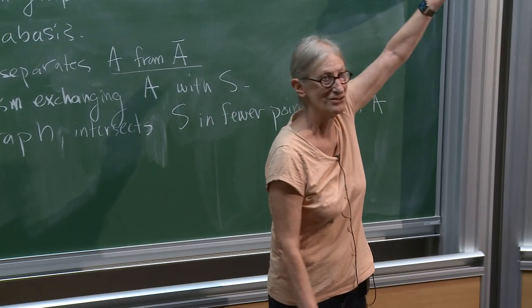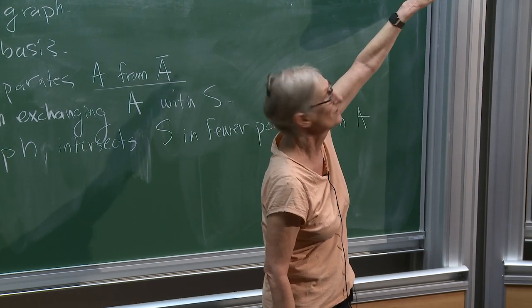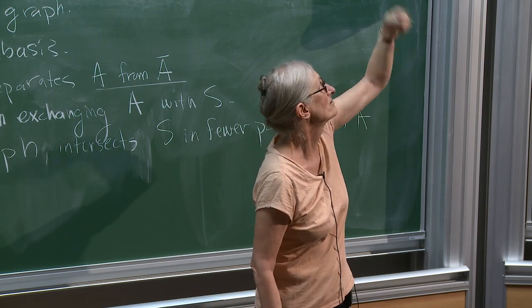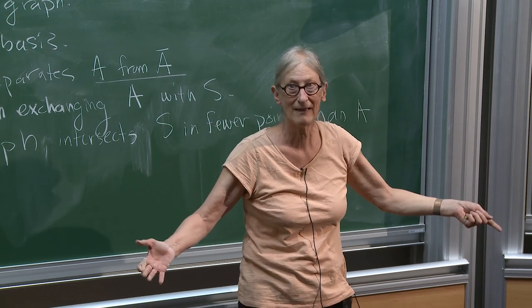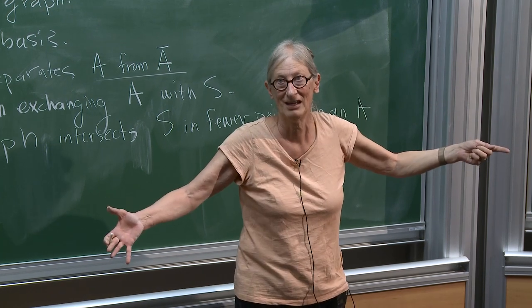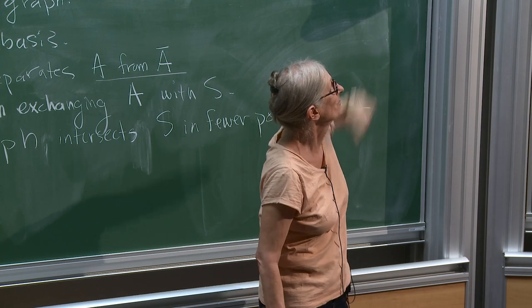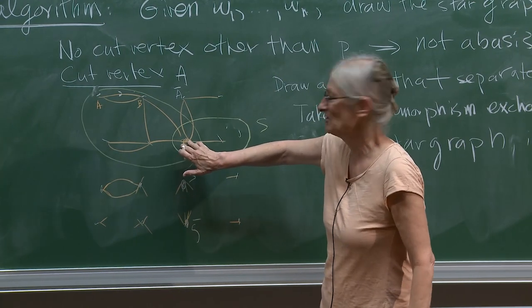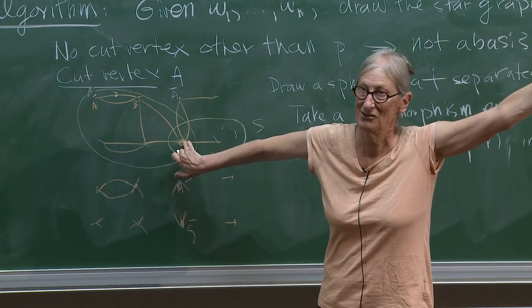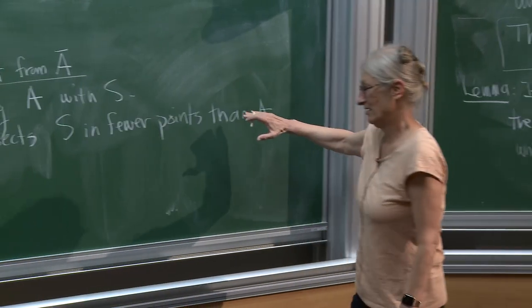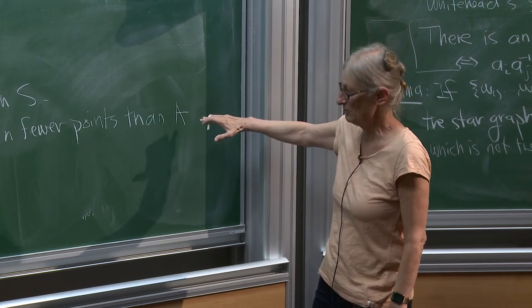Does everybody agree that all I've done is exchanged one of those spheres for a different sphere, a different non-separating sphere. And so the complement is still a ball. I still have a star graph. It's just a different star graph. And it intersects my sphere in fewer points. This is still the image of that rose under the homeomorphism. It intersects the sphere in fewer points than the old guys did. Right. So the claim is the star graph intersects this in fewer points.